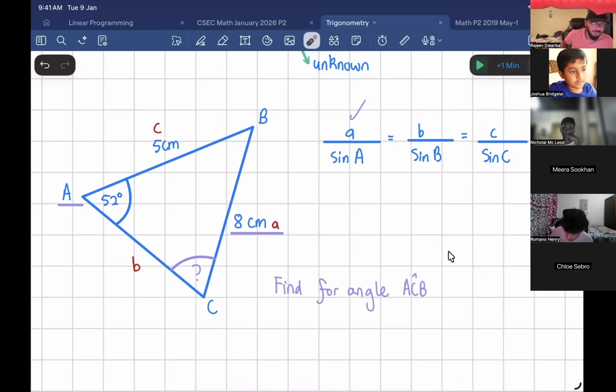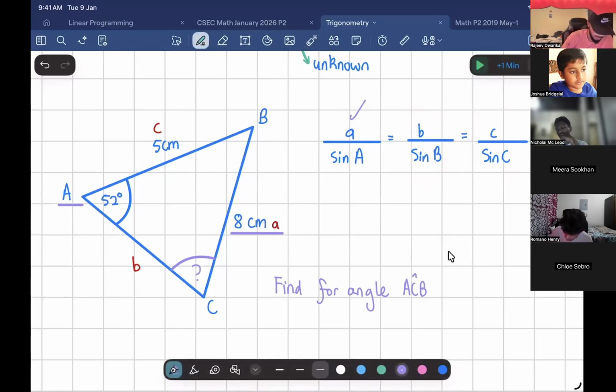Based on what I want to find for. Yeah, to find for C. So I have to select C, right? Mm-hmm. Do you understand how the process went?